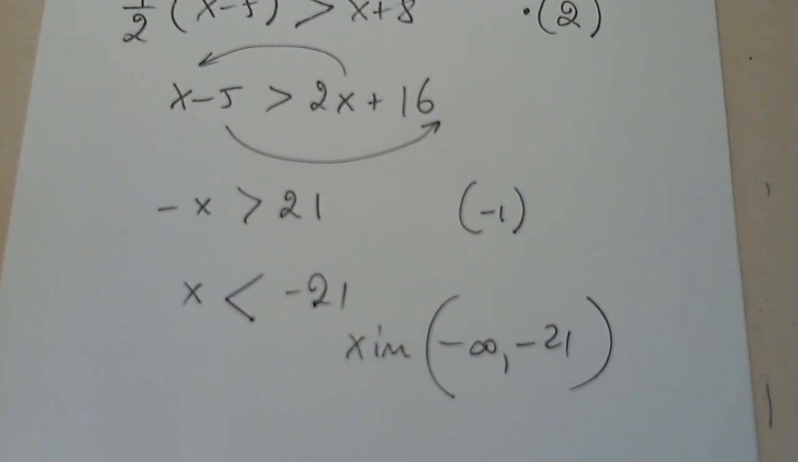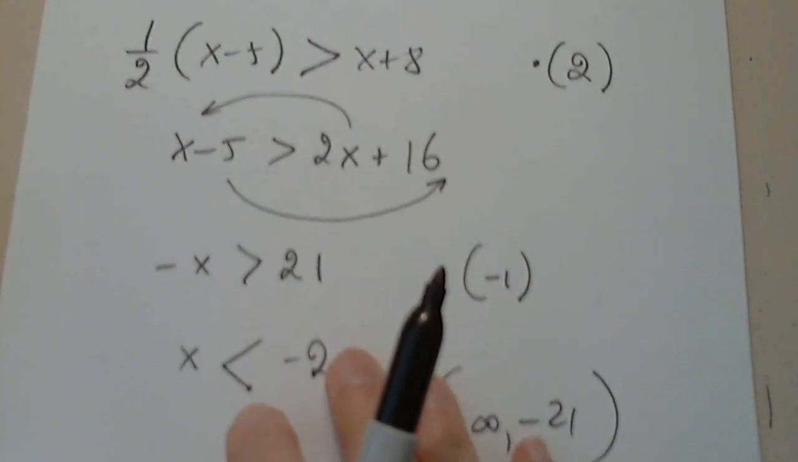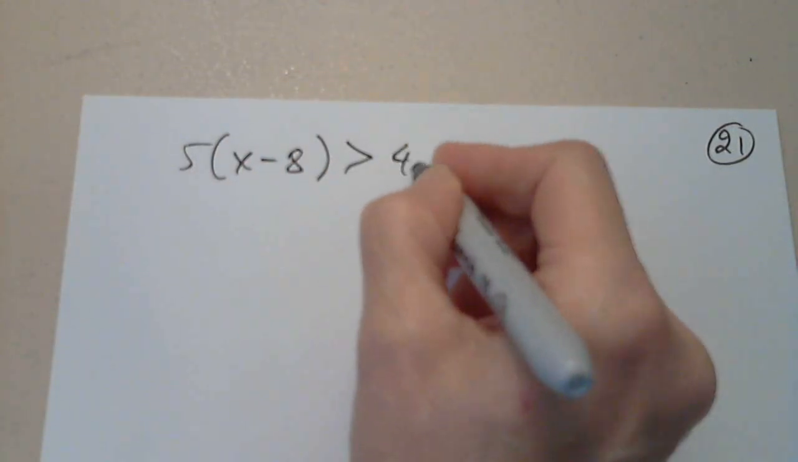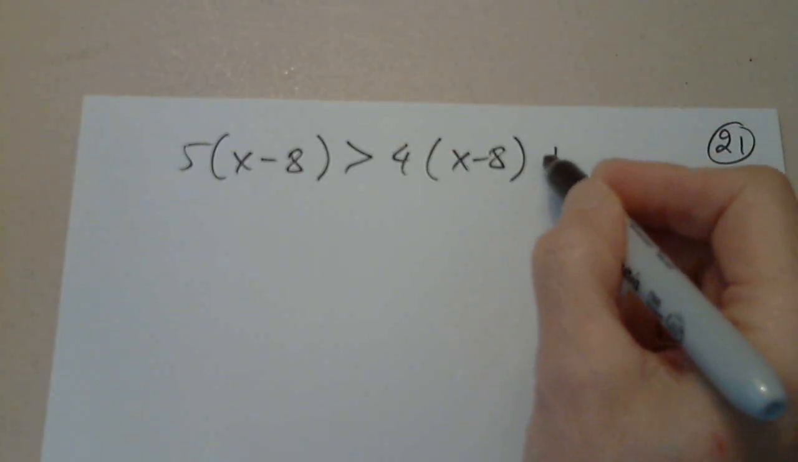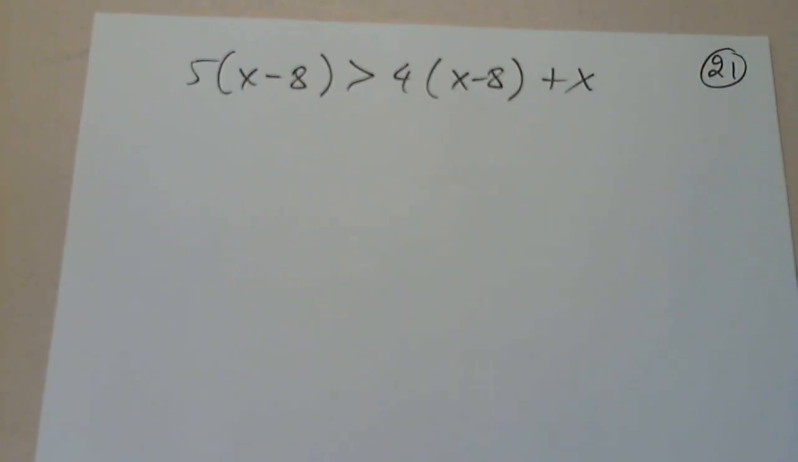Any questions here? Okay. Next question. So 5 times the quantity x minus 8 greater than 4 times the quantity x minus 8 plus x. And this is another inequality. So let's see how we address this.